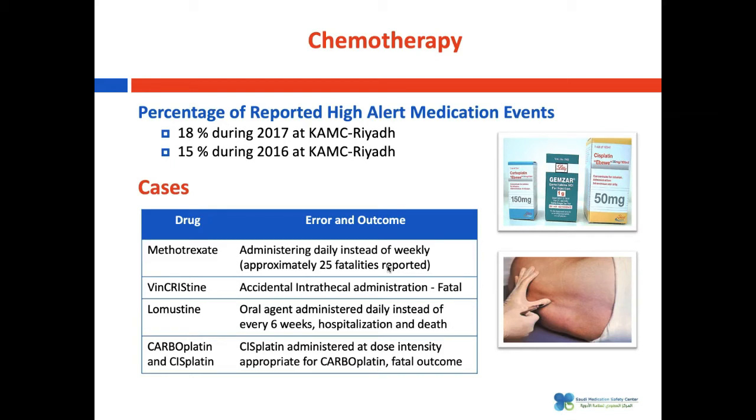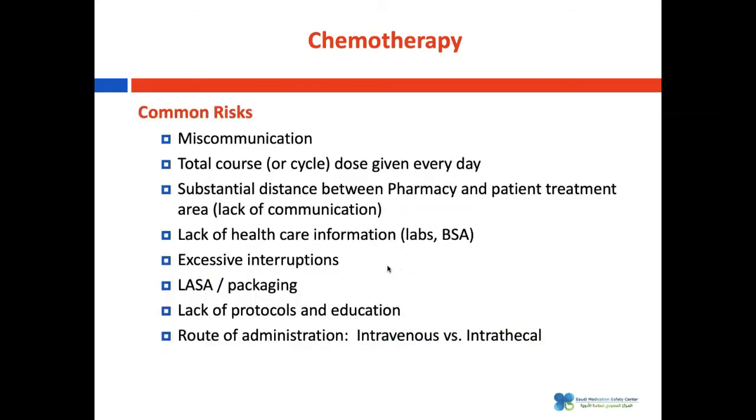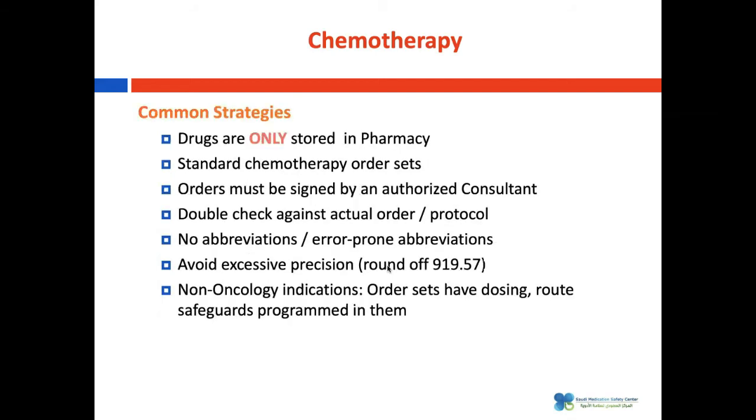Carboplatin, cisplatin sound alike medications الايرور فيها عالية. فالmost common risks للكيموثيرابي الانتربشن، اللاسع، الكيموثيرابي total courses، مثلا استخدمت outdated lab result، الروت غلط intravenous بدل intrathecal. فهذه هي الكومن ريسك. مثلا ال very distance between الفارماسي والاريا اللي بيعطوا فيها الكيموثيرابي. الاوردر ست في مشاكل حق الكيموثيرابي.